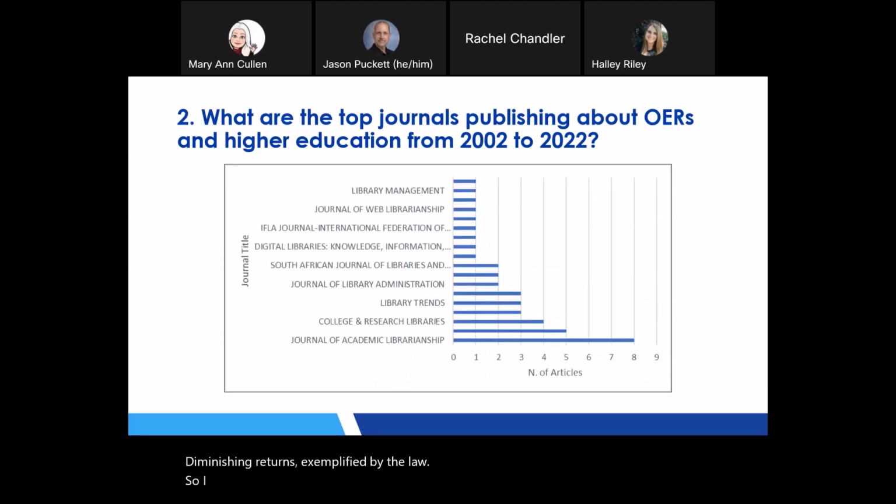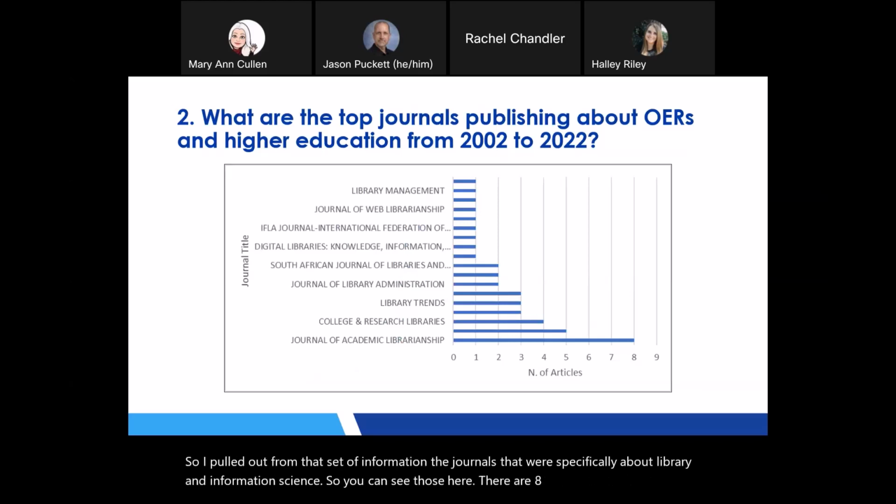So I pulled out from that set of information the journals that were specifically about library and information science. So you can see those here. There are 18 LIS journals that publish only about 41 of the total publications. So it's about 2% of the total journals that they're representing and 3.2% of the total published articles. So, not a lot. And then by far of the specific library journals, the Journal of Academic Librarianship had the most with 8 publications.